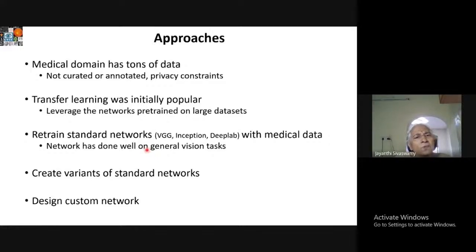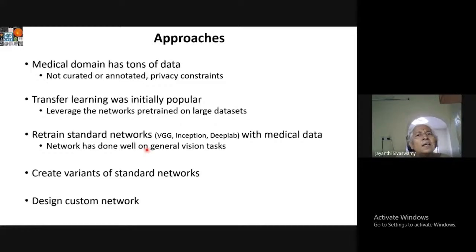There are also, you take VGG and make some variants of that. You make small modifications. Modification could be in the network architecture, modification could be in the loss function, and so on. So that means you start from something known, something that is known to work well, and make some changes so it performs well on the task that you are interested in. So that is the other approach. And finally comes the approach where good research labs and on difficult problems, they will design their own custom network.